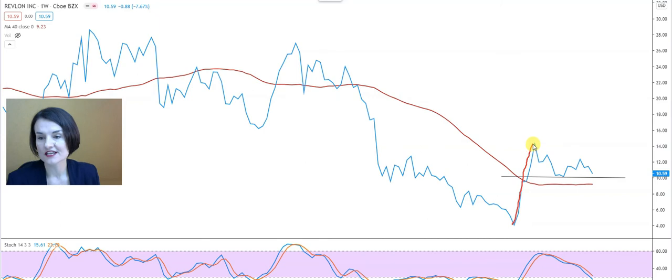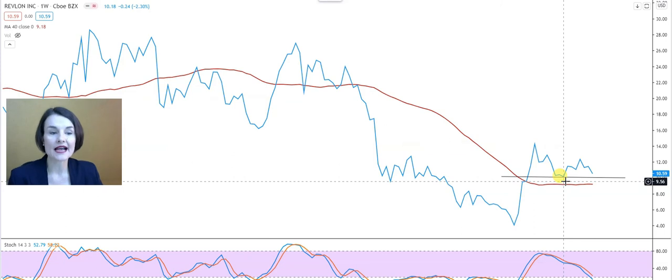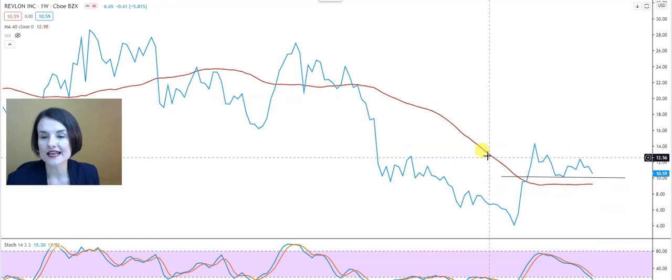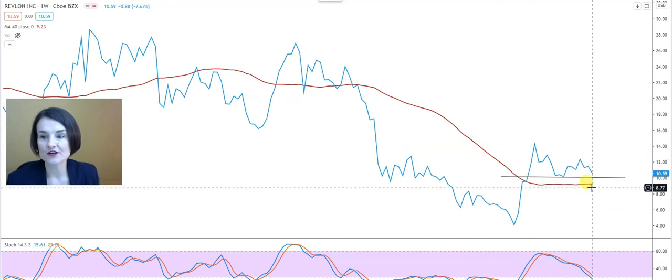Why? Because the instrument rose, pulled back, bounced, pulled back, bounced. And every time it bounced, the high was a little bit lower than the previous one. And that is seen as lower highs. Confirmation will be when that support that is waiting at $10.18 changes into a resistance. Also take note how close that is to my 40-week moving average, and that is waiting at $9.23.